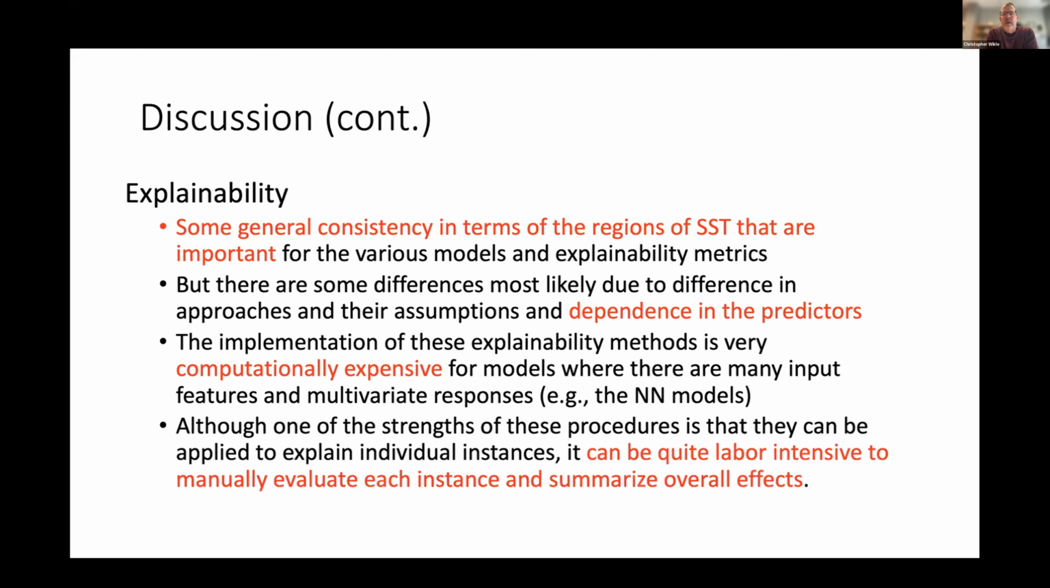And then one of the real strengths of these local interpretable model-agnostic metrics is their ability to explain individual instances. But it can be quite labor intensive to go through those and try to summarize them. So a lot of human interpretation has to go into it, and as we learned, that just takes a long time. So it's nice to have ones that are global, where you only have to look at one map, for example, but you lose some of the value of doing these things in the first place.